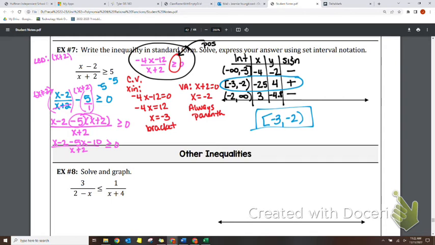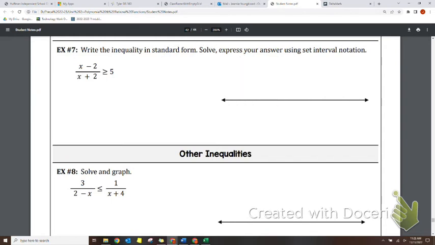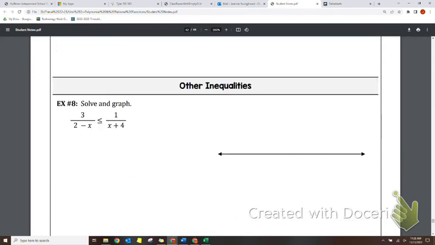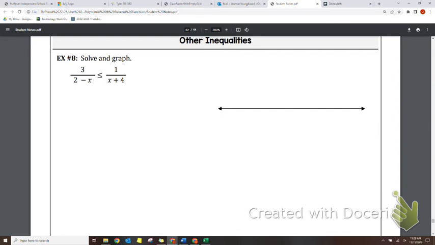All right, then moving on to example 8, other inequalities. And so this is similar to the other one. We've just got two fractions instead of one fraction. And so we're going to work it just like we did example 7. So we need to find our least common denominator. And so I can't factor out either denominator, so I know that least common denominator is going to be the 2 minus x times the x plus 4.